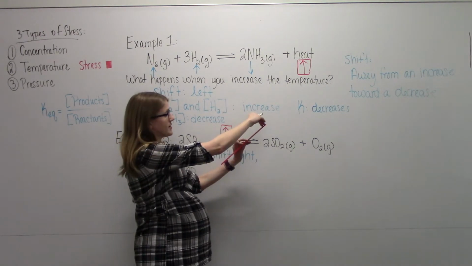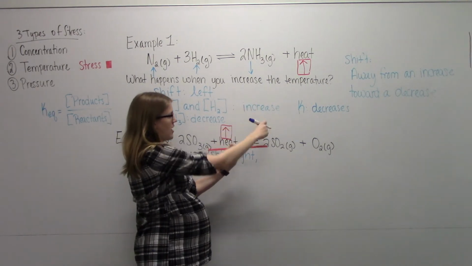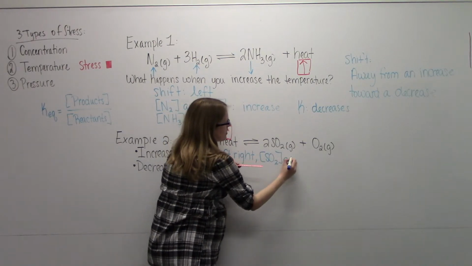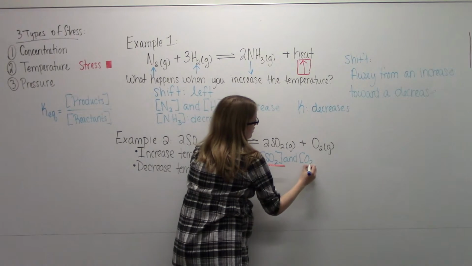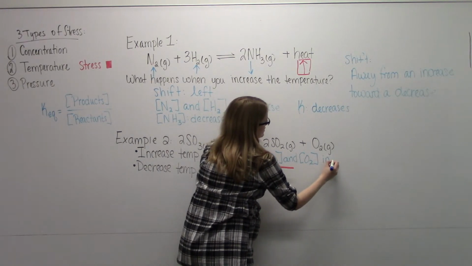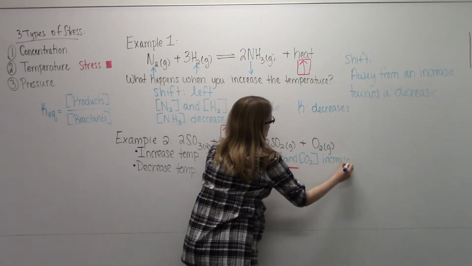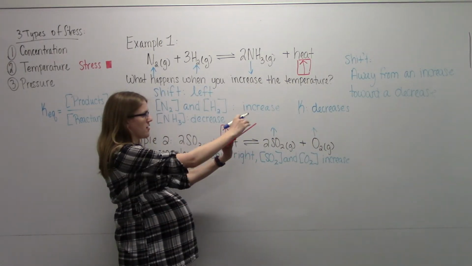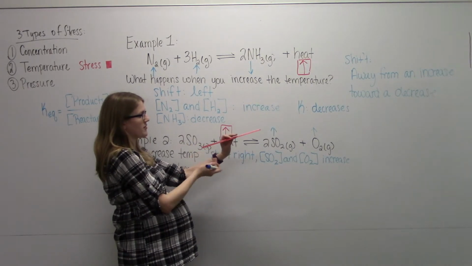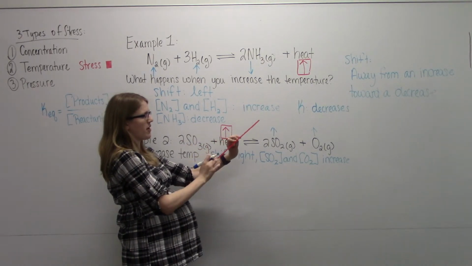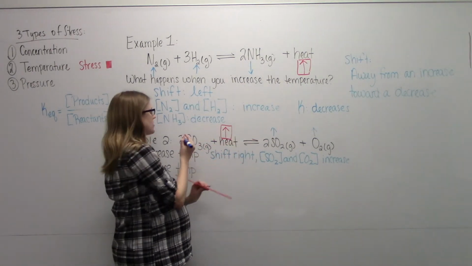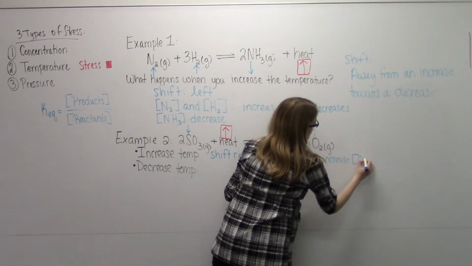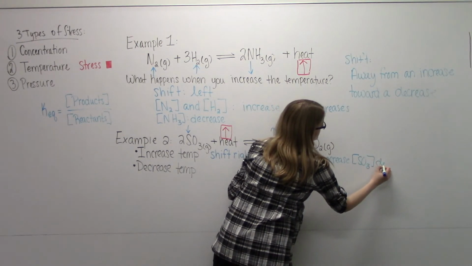That means everything on this side has to increase in order to get that to push down. So SO2 and O2 are going to increase. Whereas SO3, in order to get this down and this back up, we're going to have to decrease this side because this side's too heavy right now. We have to cause it to be lighter, so this side needs to decrease. SO3 will decrease.